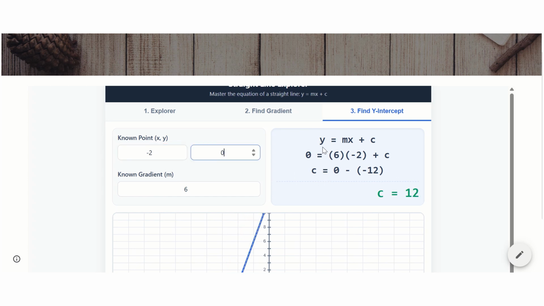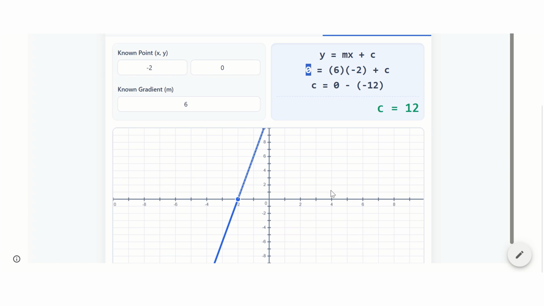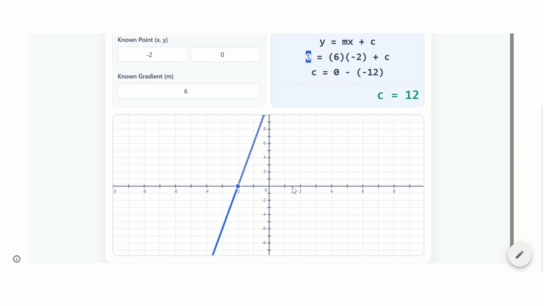So I'm going to substitute y coordinate to be 0, x coordinate to be -2, gradient 6. So I have 0 equals to -12 plus c. To find c, I add 12 to both sides. So I have c equals to 12. Let's look at it graphically. Oh, hang on, the diagram. Never mind. Let's use something else that I can actually show you graphically.